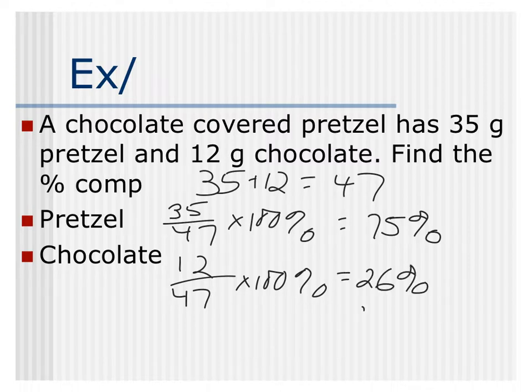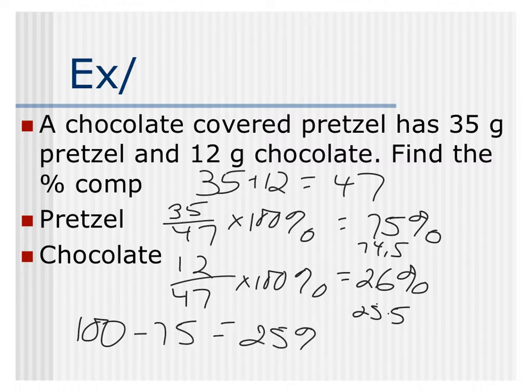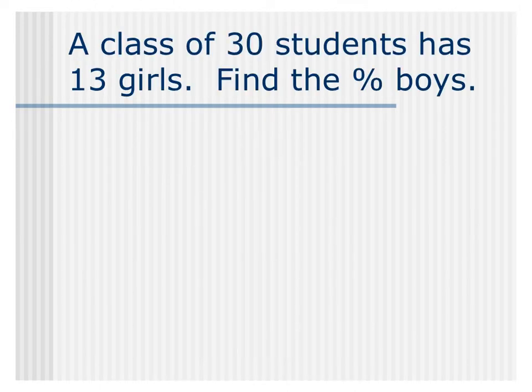So this would also be 25.5, or in this one, this would be 74.5. So you can see here with rounding, it did round up a little bit and go over 100. That's okay, but we know together the answer should be about 100. So something else I could do, if I found one, I would know from my pretzel, whether it was 75 or 74.5, I could also find the other answer by just subtracting.